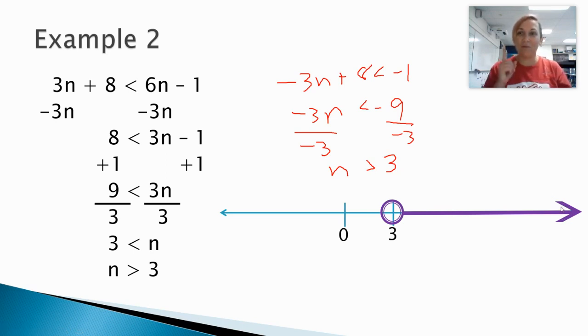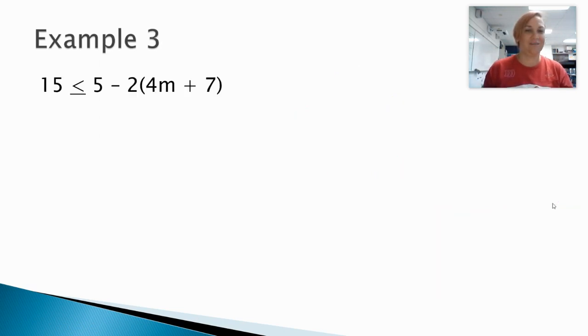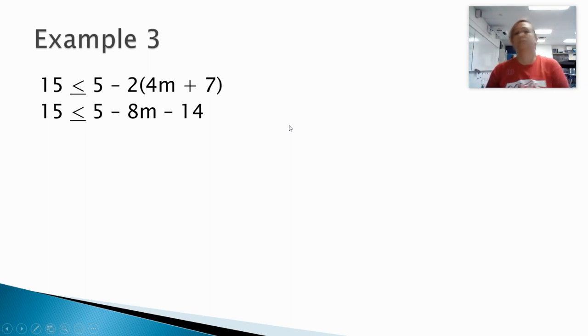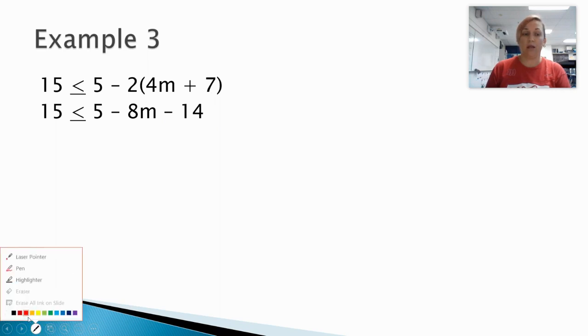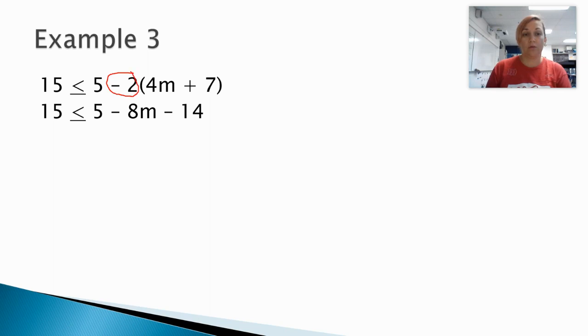All right, let's do one more just to be safe, and then you should be able to complete your homework tonight. So here's my last problem. I am going to distribute a negative 2 first to the 4m and the 7. Notice that the plus 7 turned into a minus 14 because I'm distributing a negative 2. Sometimes I find it helpful to circle the number I'm distributing so that I remember that it's a negative.